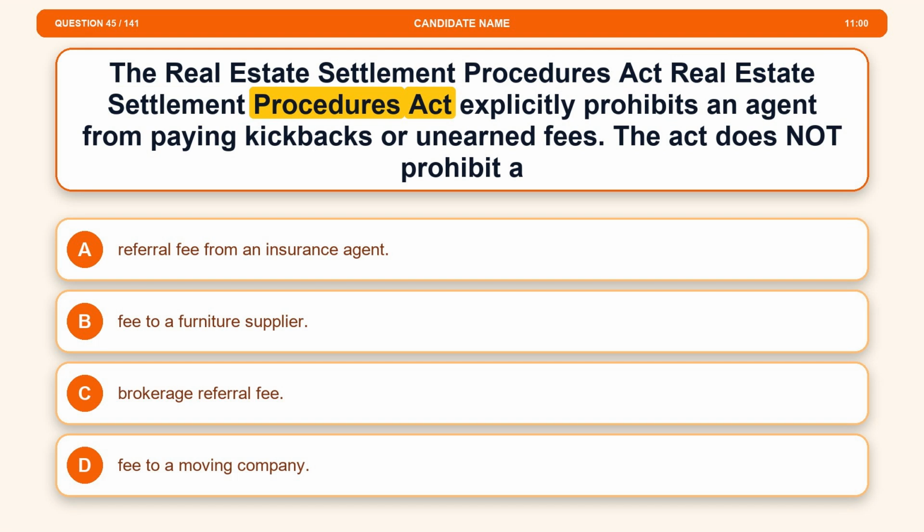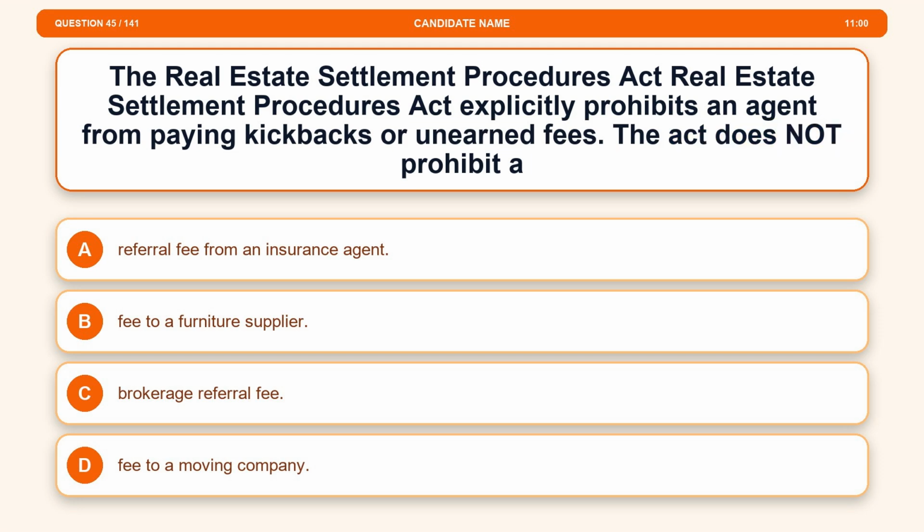Question 45. The Real Estate Settlement Procedures Act explicitly prohibits an agent from paying kickbacks or unearned fees. The Act does not prohibit which of the following? Option A, referral fee from an insurance agent. Option B, fee to a furniture supplier. Option C, brokerage referral fee. Option D, fee to a moving company.